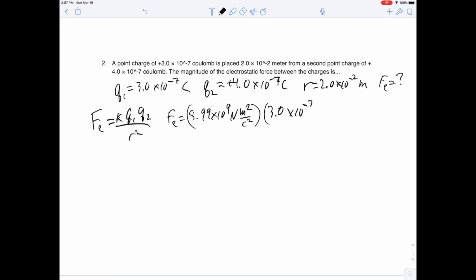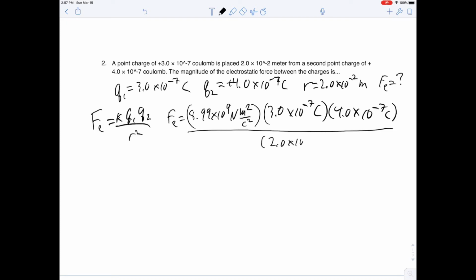3.0 times 10 to the negative 7 coulombs times 4.0 times 10 to the negative 7 coulombs, all of that over 2.0 times 10 to the negative 2 meters. In this case, it's definitely important that you put parentheses in the denominator and don't forget the square, because a lot of people are going to do that. You do that math, check your calculator, and I got 2.7 newtons.